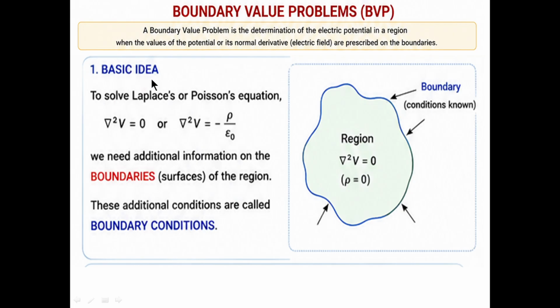The basic idea is we have a Laplace equation, that is del square V is equal to 0, and Poisson equation, that is del square V is equal to minus rho by epsilon naught. Now we need a boundary information so that we can calculate the unique solution of Laplace as well as Poisson equation. Here we have a surface. Now this blue line indicates the boundary of this surface. As we have a region del square V is equal to 0 where the charge density is 0, and with the help of this boundary condition we can calculate the unique solution of this Laplace equation.